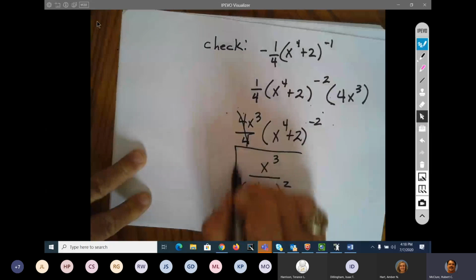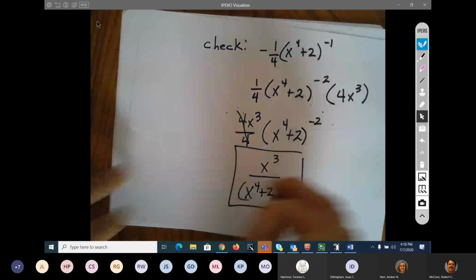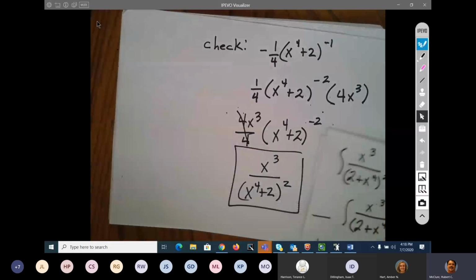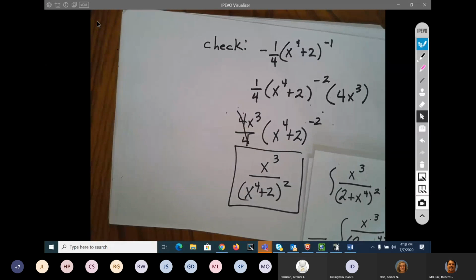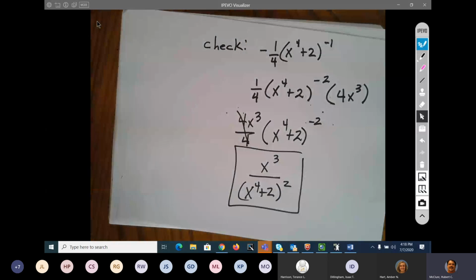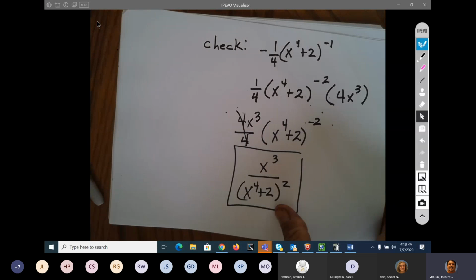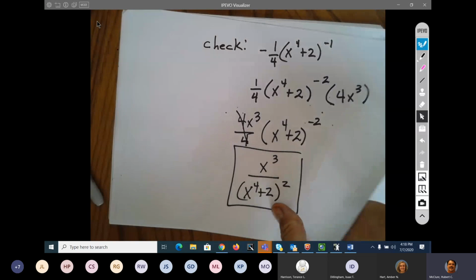Let me bring this over here so y'all can see. There it is. And that's how you check them. So hopefully you're starting to feel a little bit better. Are you starting to see the pattern with the blanks? Yeah. Okay. Now don't let it get cold.